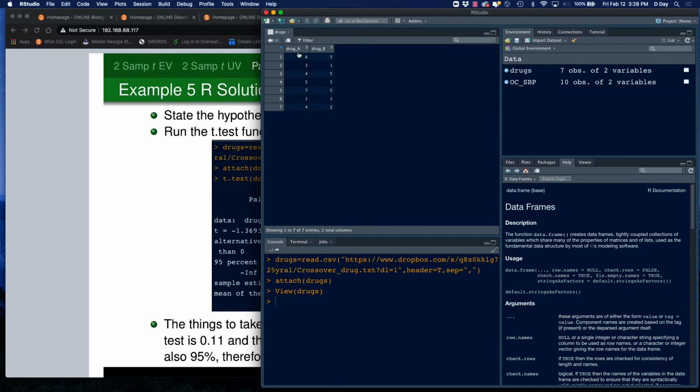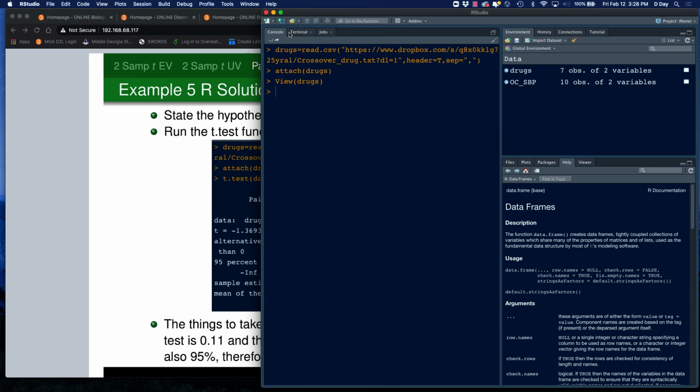So we have drug underscore A, drug underscore B, and we want to see if the pain reliever is less with drug B. It looks like it might be, but it may not be. Those numbers are kind of close together in the pain scores that were given there. So these are scores on a pain scale. They don't really have units because they're scores, so we don't have to worry about units here.